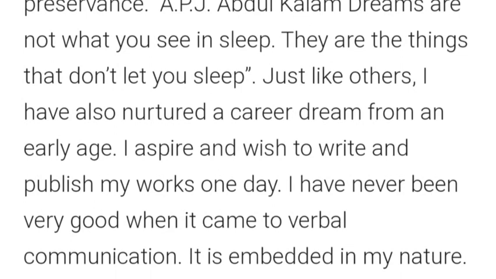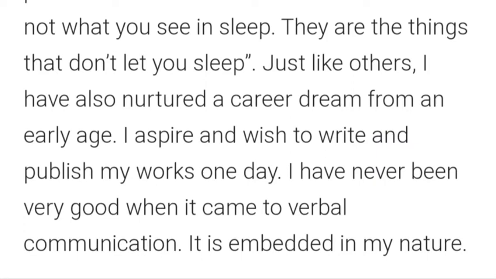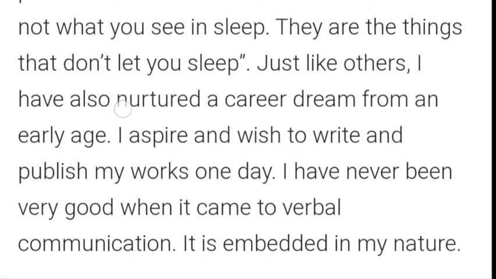So, very good use. In place of saying I have dreamt of, he has written I have also nurtured a career dream. Okay, so very good use of the vocabulary. These words you can find on the net or in your dictionaries. Thesaurus is a thing where you get a lot of synonyms and antonyms, so you can get it through that. I aspire and wish to write and publish my works one day. So the writer actually wants to become a writer. Who is writing the essay? He actually wants to become a writer one day and publish his works.